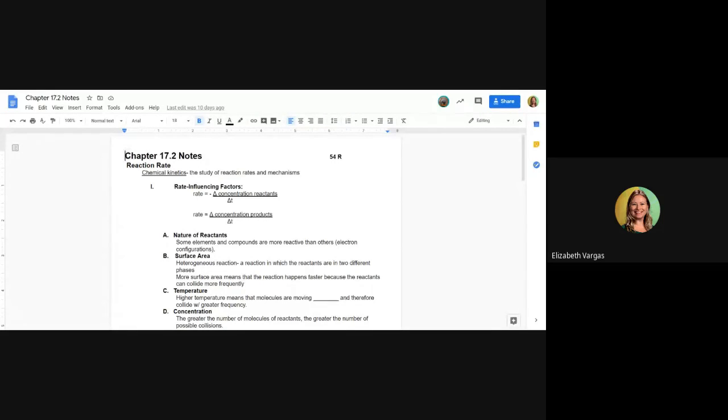So 17.2 is about reaction rates, which we also call kinetics. Kinetics is the study of the rate of a reaction, which is basically how fast the reaction happens. One way that we can calculate the rate of a reaction is to graph concentration versus time. If we do, we'll see that the reactants go down and the products go up proportionally. Basically, this is the slope of that line.